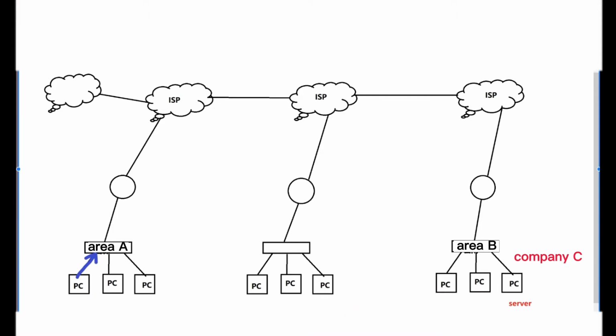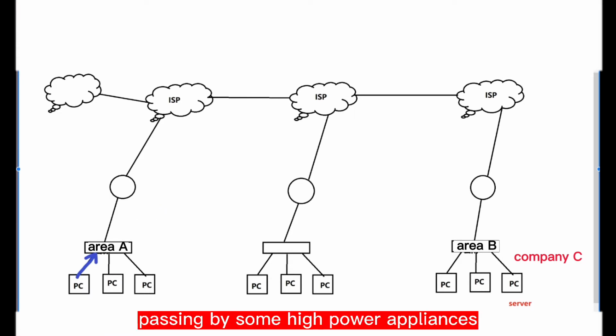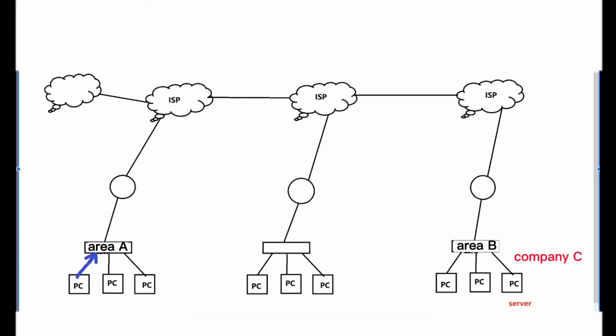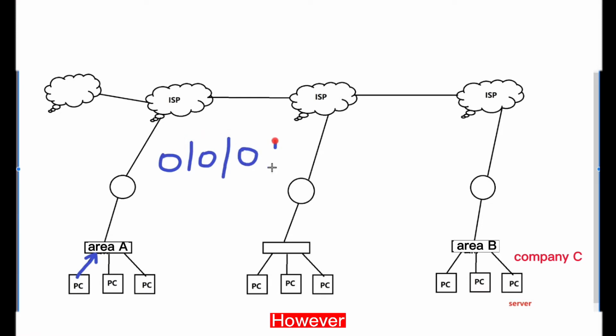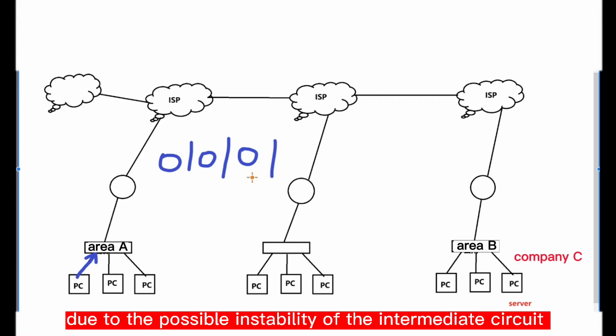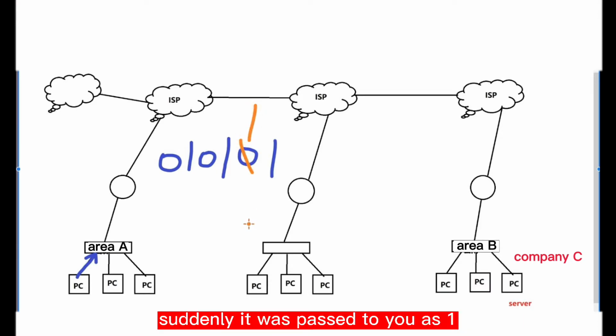For example, if you pass by some strong power supply or some high-power appliances in the middle, then you may be disturbed. Because the signal passed is called high and low voltage. You may be passing a high voltage, then suddenly a low voltage. What does this amount to? Let's say we're actually passing the code 0101. However, due to the possible instability of the intermediate circuit, you pass 0, and suddenly it arrives as 1. Then your entire data transfer is wrong.